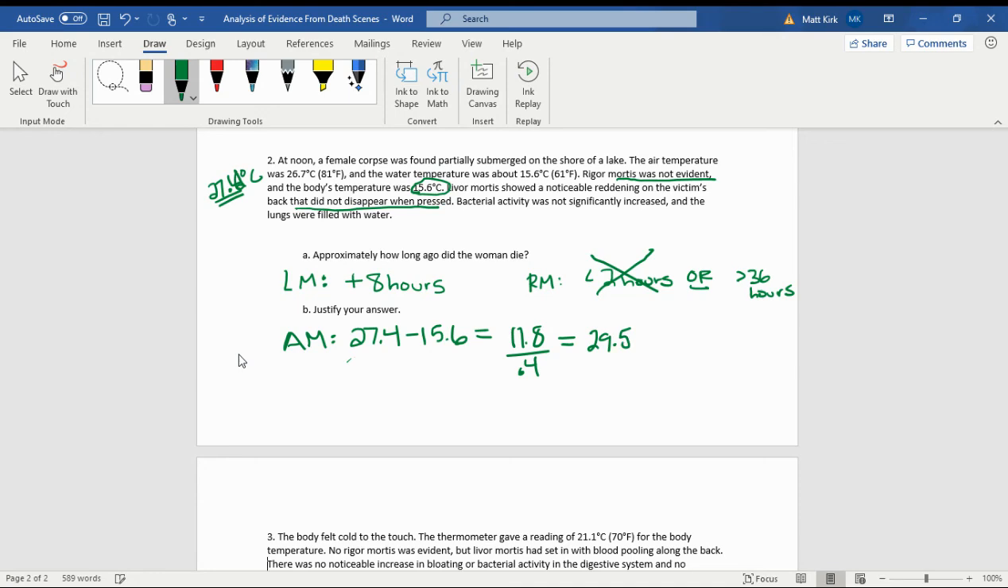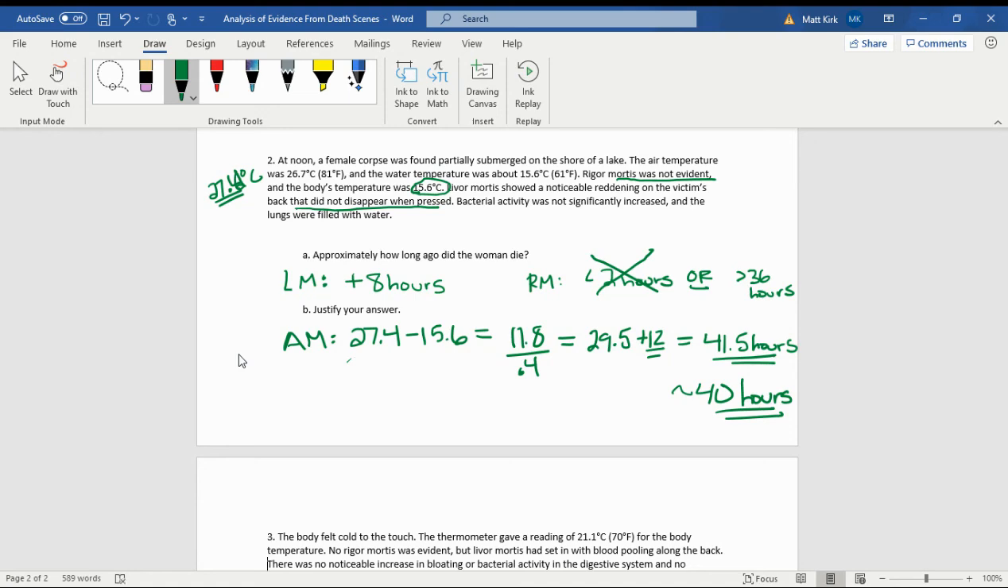But as some of us forgot to do on last week's work, remember, that's only for our hours after the initial 12. So we have to add 12 hours back in there. And we get a PMI estimate using algor mortis of 41.5 hours. So for our answer here, we could probably say she was partially submerged. The water might speed up the process a little bit, but it's greater than 36. So we might have a ballpark answer of a PMI estimate of about 40 hours.